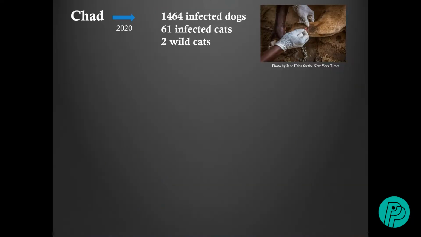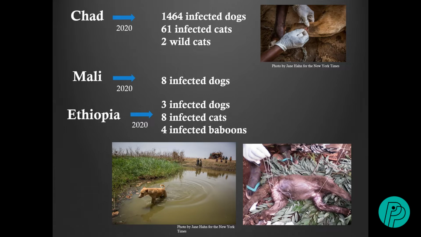So Chad last year had almost 1,500 infected dogs, 61 infected domestic cats, and then 2 wild cats. Mali also has infected dogs. Last year they had 8. And then in Ethiopia, there are reports of infected dogs and cats as well. But in Ethiopia, there's actually reports of infected baboons, which haven't been reported in the other countries.